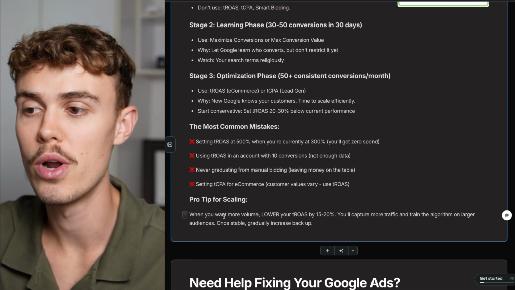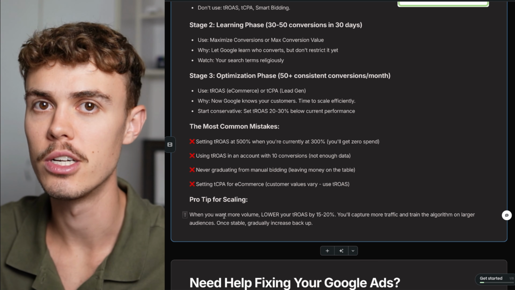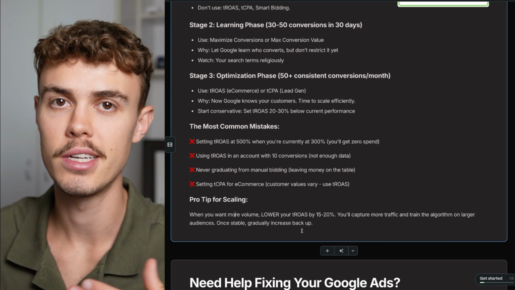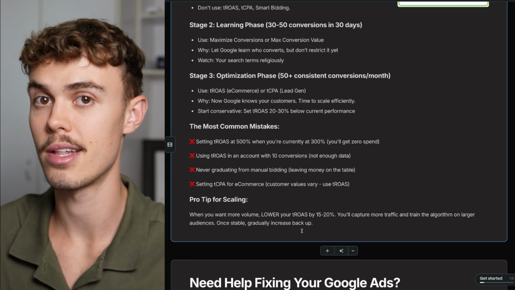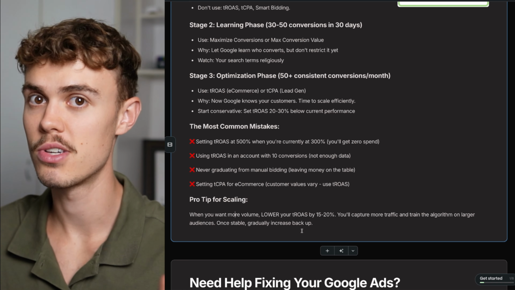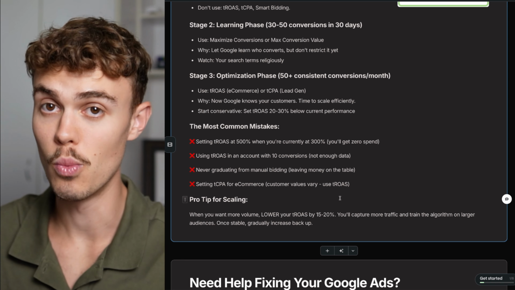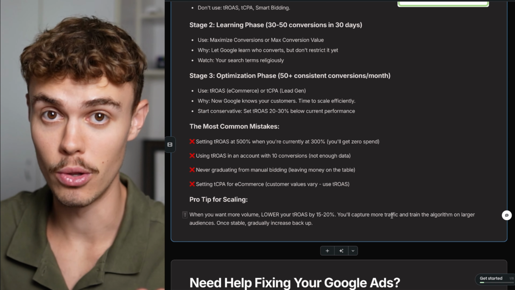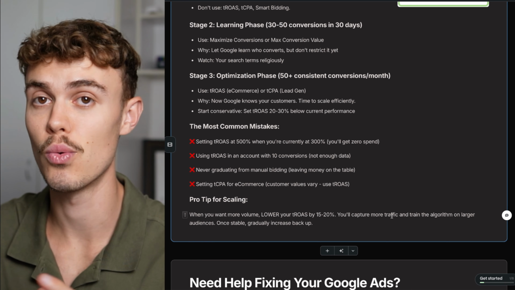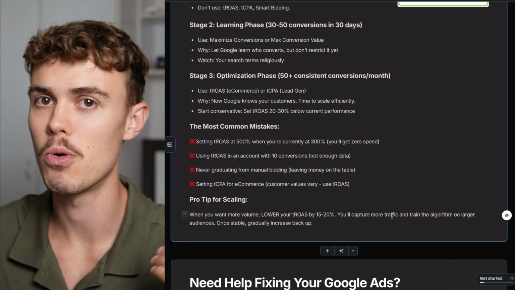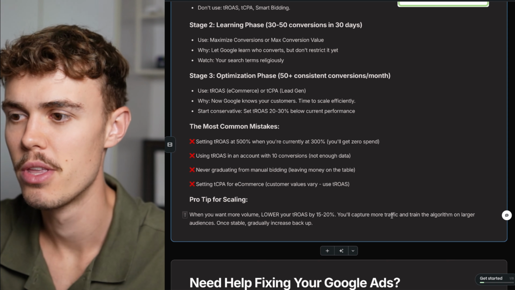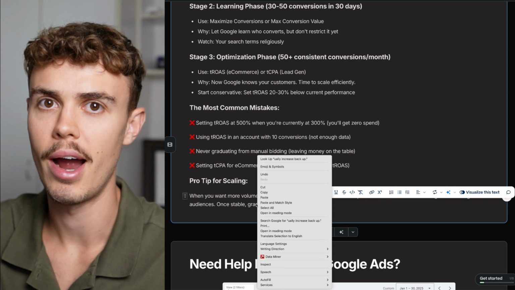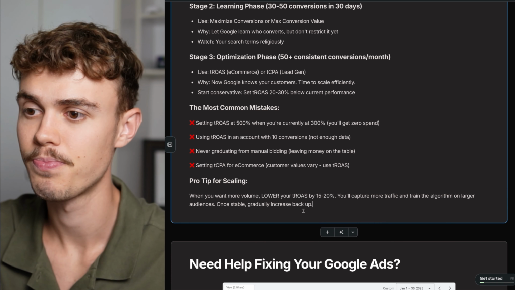Another pro tip as well is when you want more volume, when you want to scale into more audiences, lower your ROAS by 15-20%, just drop it down. It basically tells Google, okay, I can afford a slightly lower ROAS here, so you can be more adventurous and try and find more customers for me. And you will probably capture a lot more traffic and hit new audiences, and you may not even lose any ROAS. You're just giving Google essentially the green light to explore and try and get more customers at a slightly different ROAS. And then gradually you can increase it back up once you have trained the algorithm to explore out and find more high quality customers.